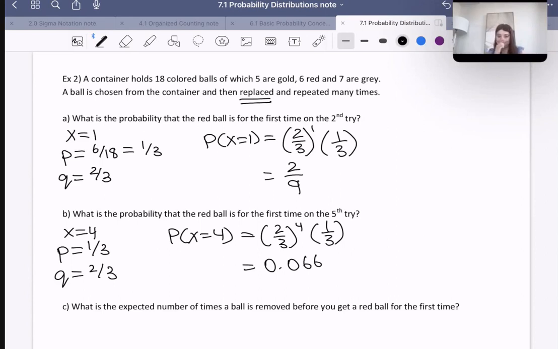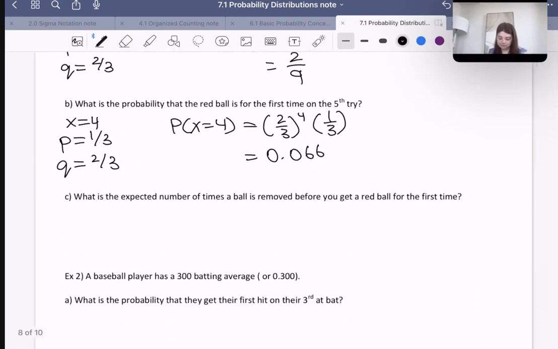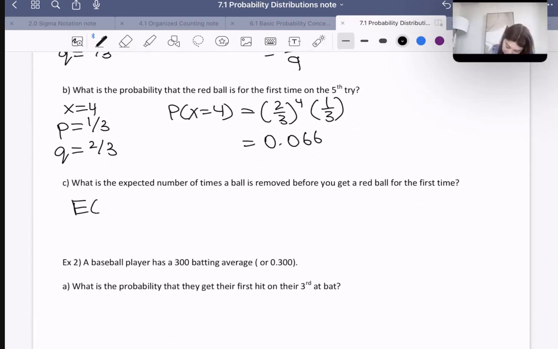Okay. The next one says, what is the expected number of times a ball is removed before you get a red ball for the first time? Well, let's see. That's going to be Q over P, which is 2/3 over 1/3, which is just 2, right? So the expected value would just be 2.